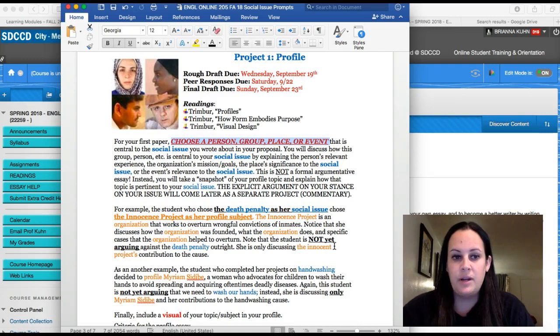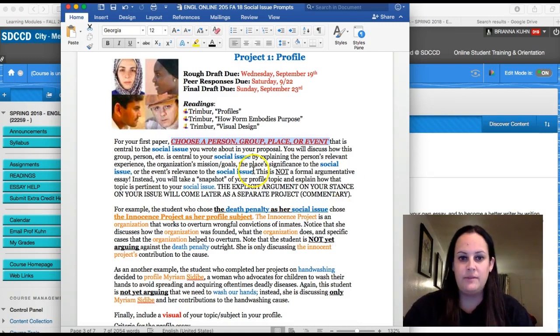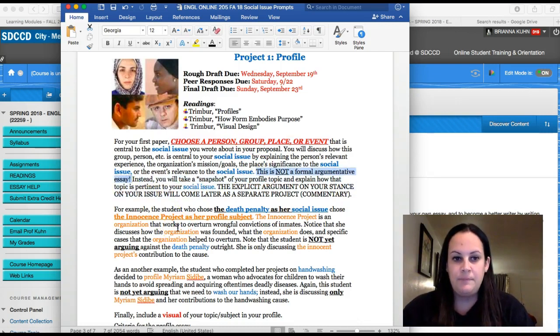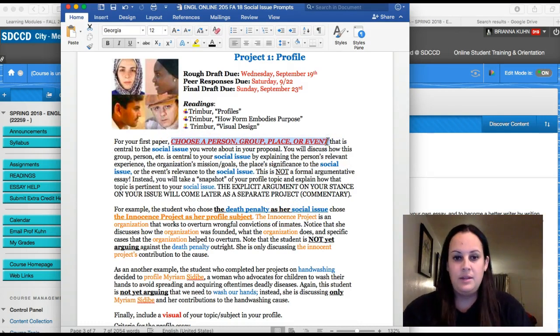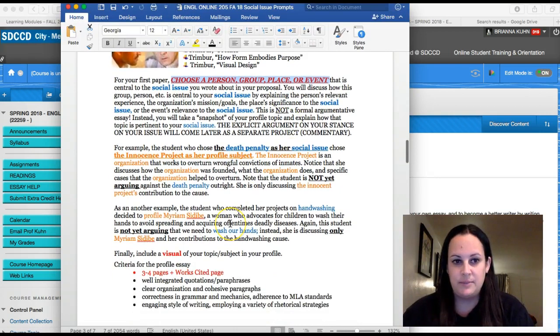This is not a formal argumentative essay. This is the most important part of this prompt. This is not a formal argumentative essay. Instead, you are taking a snapshot of your profile topic and explaining how that topic is pertinent to your social issue. The explicit argument on your stance on your issue will come later as a separate project. Okay, so I want you to keep in mind why I've chosen blue here. You are not talking about the social issue here. You are talking about the subject of your profile, okay? So let's keep going. This should start to make some sense.